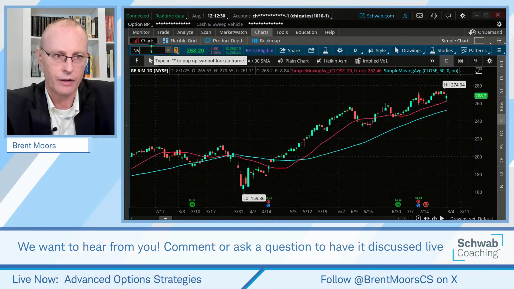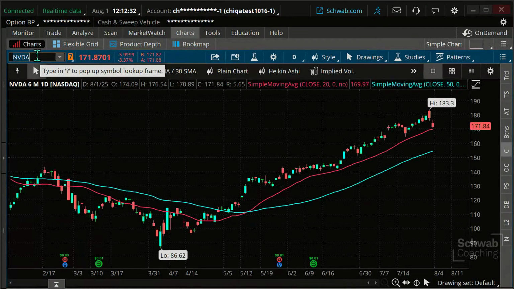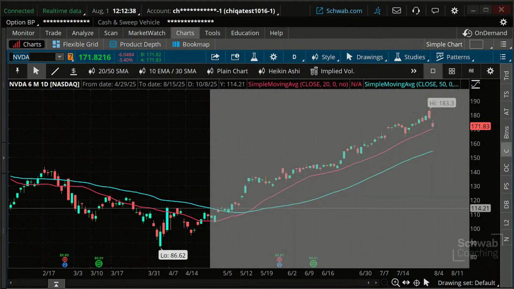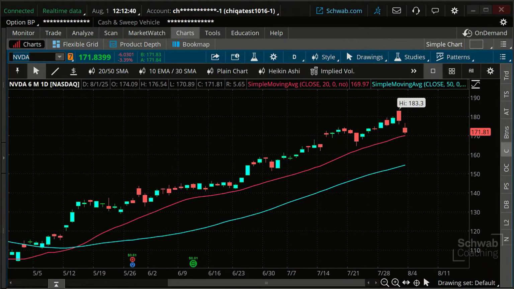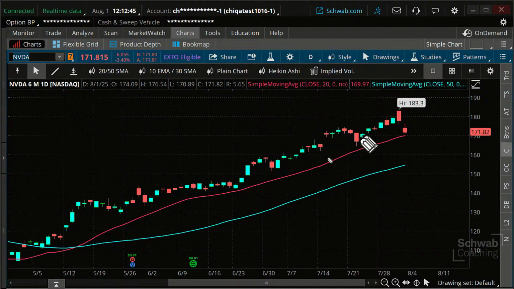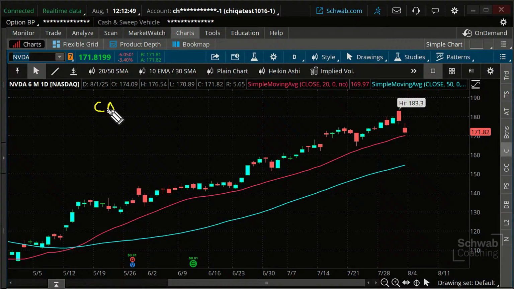Let me go to NVDA. I try to pick examples for the most part that you guys are familiar with and that are liquid stocks. But what we may look for is what we call a CAHOLD. Okay, so we've got the flag down, the general trend up, the pullback is the flag. But we may look for what's called a CAHOLD, a close above the high of the low day.